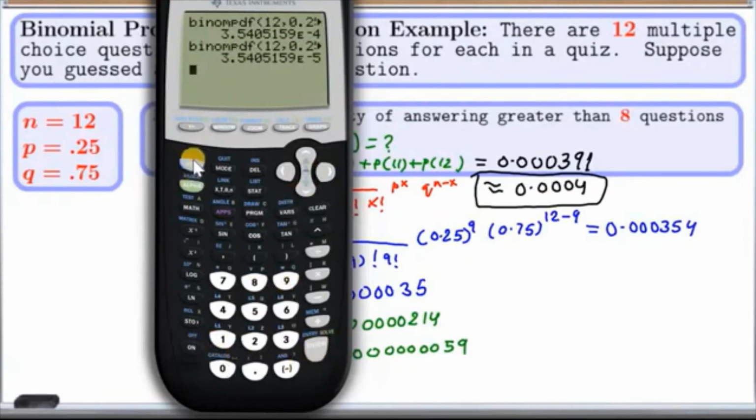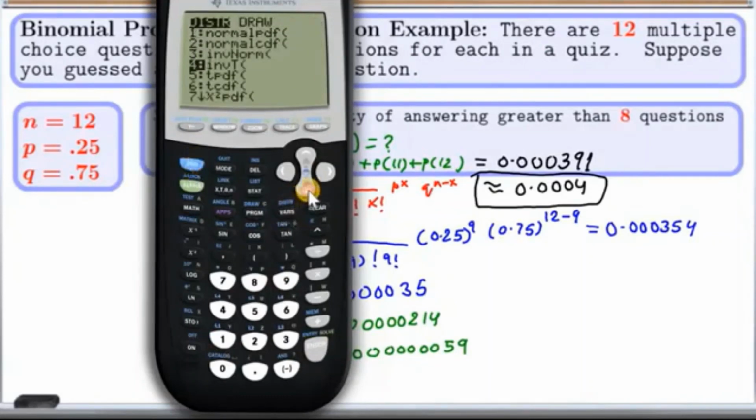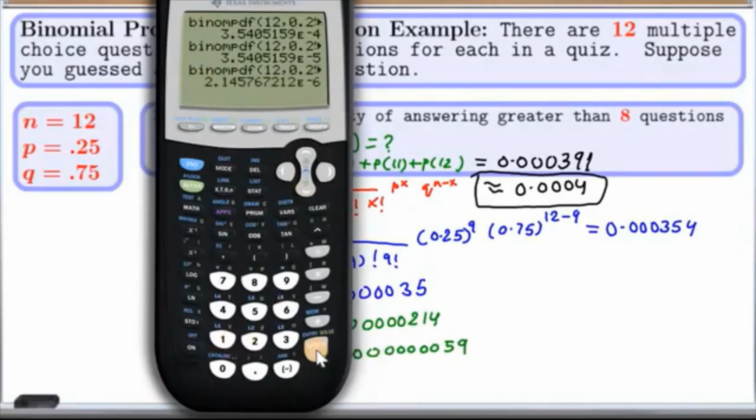And let's find probability of 11. So for that, go to second distribution, go all the way down to Binomial PDF, then hit enter. So our trials and p-value will remain the same. We will change our x value to 11, then hit enter, then hit enter.